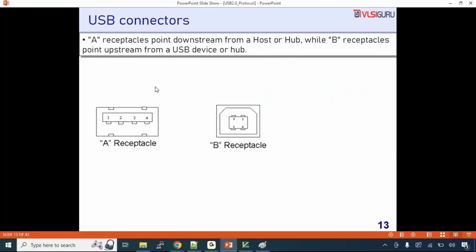This is how some of the connectors look. You might have seen two types of connectors. Which one do you think is there in your laptop? Type A or type B? Type A. In some other devices, there will be type B receptacles. A receptacles point downstream from a host or hub, while B receptacles point upstream from a device or hub. We'll discuss what is meant by downstream and upstream in the next session.